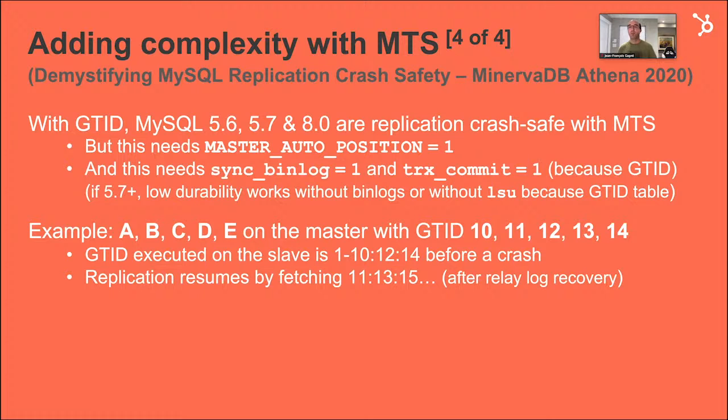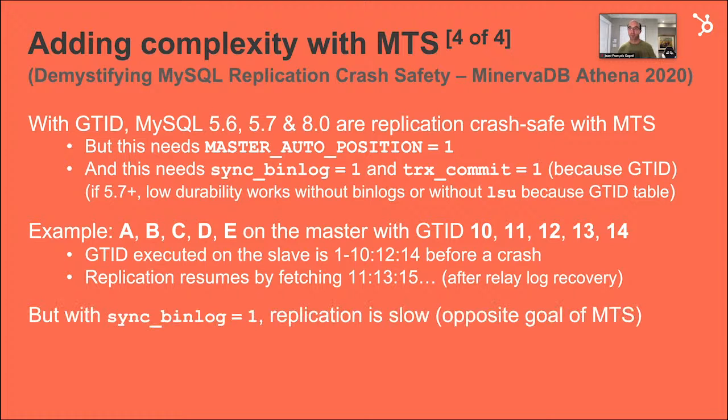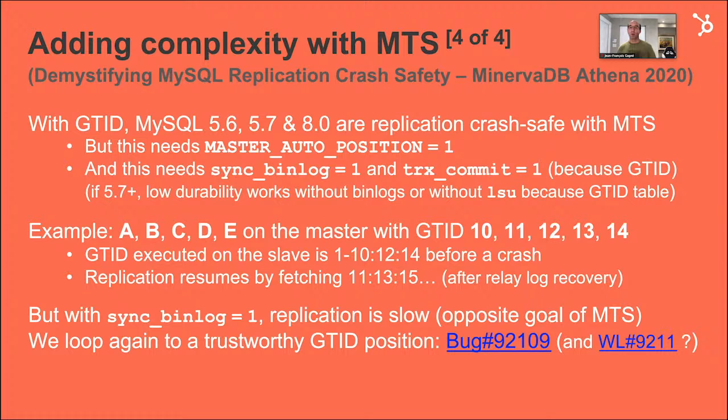So yet again, an example: A, B, C, D, E, transactions number 10, 11, 12, 13, and 14. The slave has executed 1, 10, 12, and 14 before the crash. After recovery, everything's good, we don't lose anything because we're syncing our logs, the slave will fetch 11, 13, and so on. But this needs sync bin log equal 1, which is slow. And if you're using threaded replication, you want things to be fast. So yet again, we loop back to the problem of needing a trustworthy GTID position.